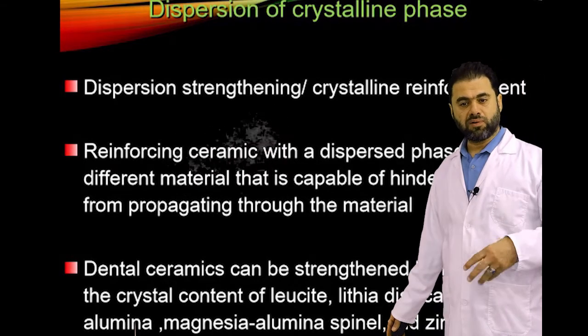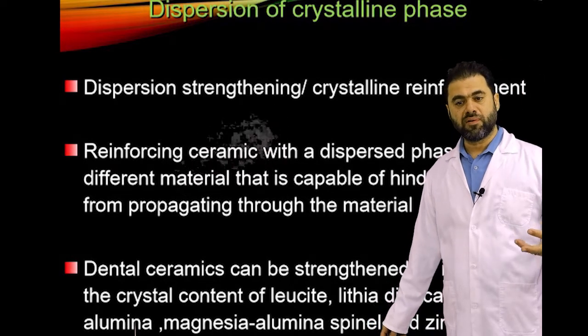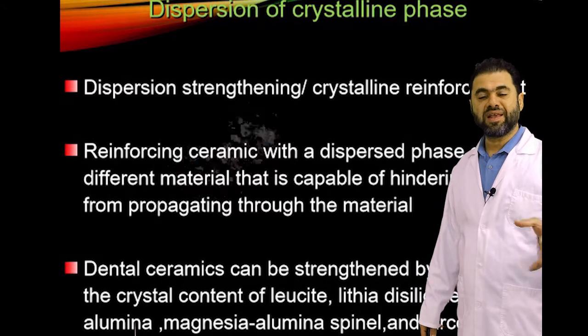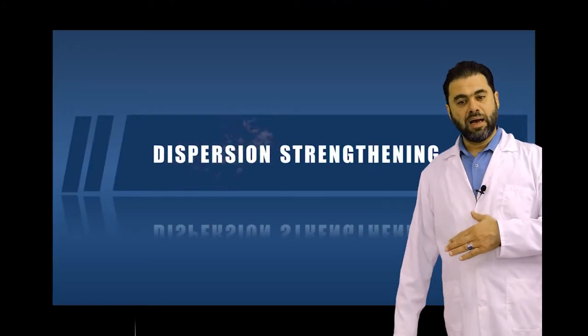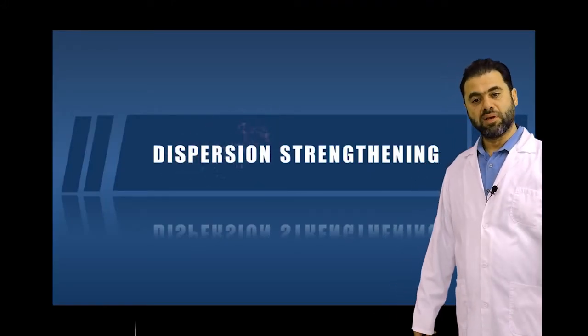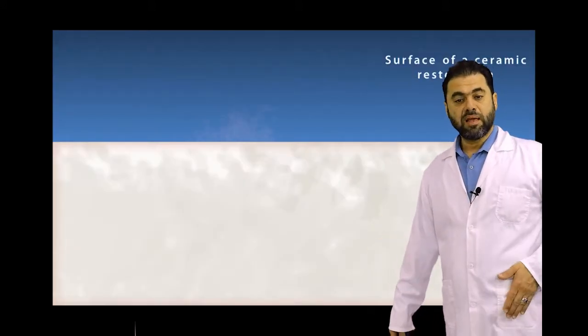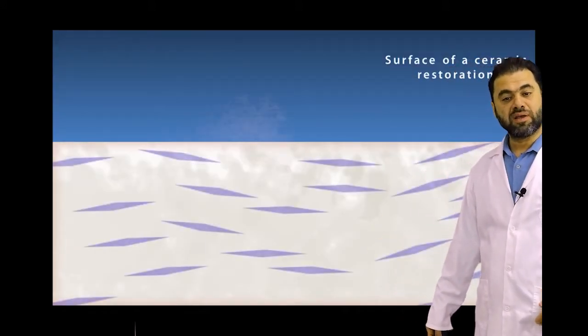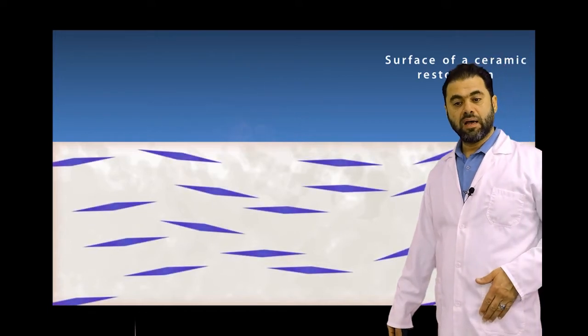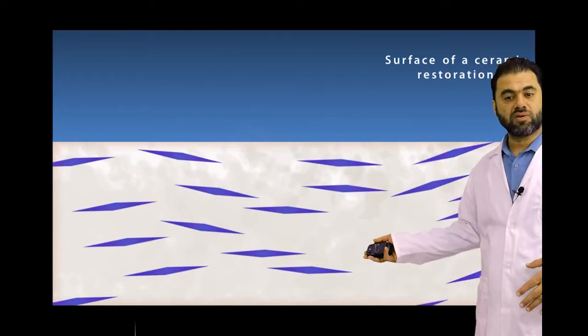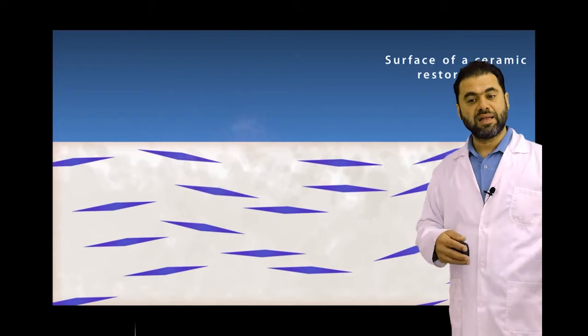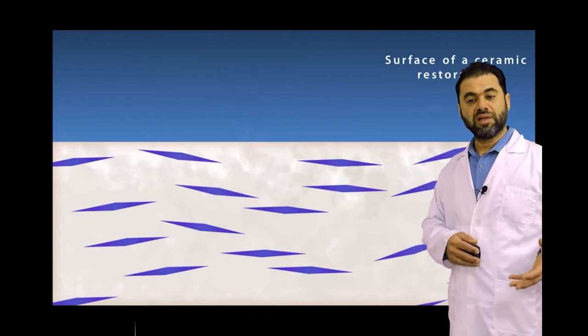Okay, we can put aluminum, we can put zirconium. It is capable of hindering a crack. It prevents the crack from propagating through the material, so the crack cannot pass through this material. Dental ceramic can be strengthened by increasing the crystal content of leucite, lithia disilicate, aluminum, magnesia.